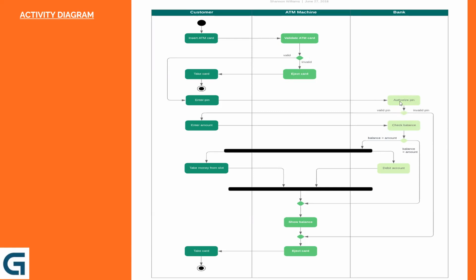So the moment the PIN has been authorized, it will check whether it is a valid or invalid PIN. What will happen when it is an invalid PIN? If it is an invalid PIN, it will come back and eject the card. You will have to take the card and go back. What if it is a valid PIN?